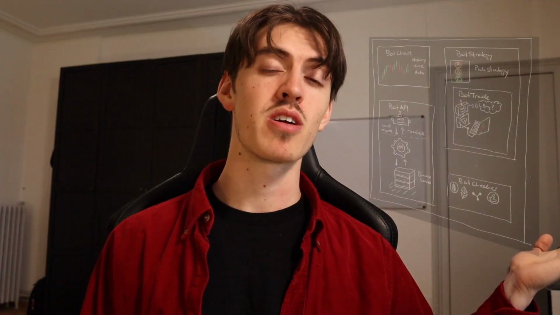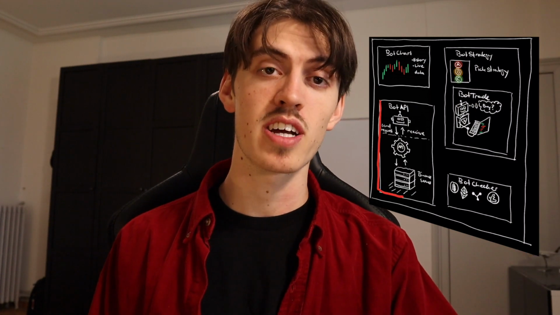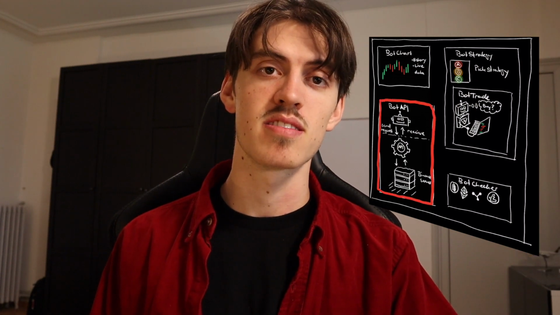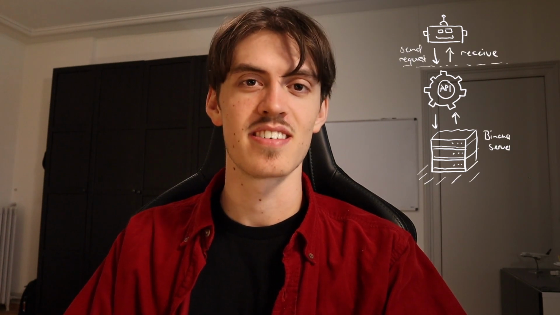Let's recall the structure of our bot. This animation from the last video shows the architecture. In this video we look at the bot API class. API means Application Programming Interface, which is a software intermediary that enables two systems to interact with each other. In our case, it's our bot that interacts with the Binance servers, and this is enabled by the Binance API. We use this Binance API to send and request data.